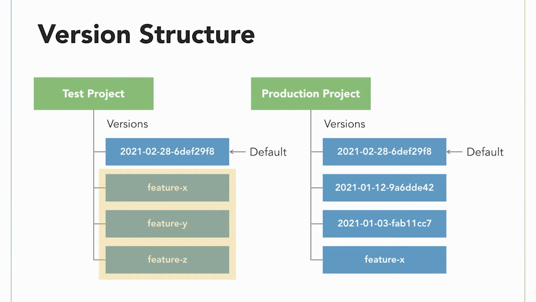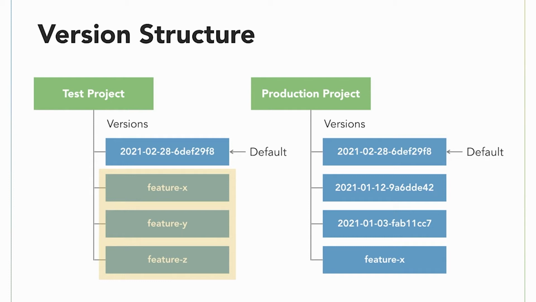For example, we can deploy a feature X branch to its own version in the test project and hand it over to our QA team. Then deploy another feature Y branch to its own version as well, so it can be tested independently and in parallel to the other features being tested.